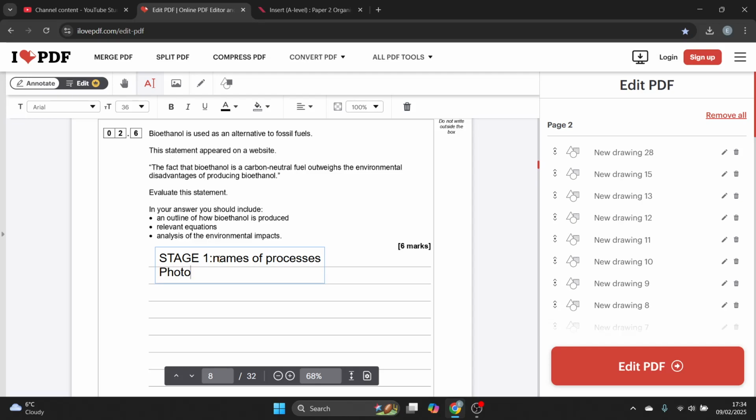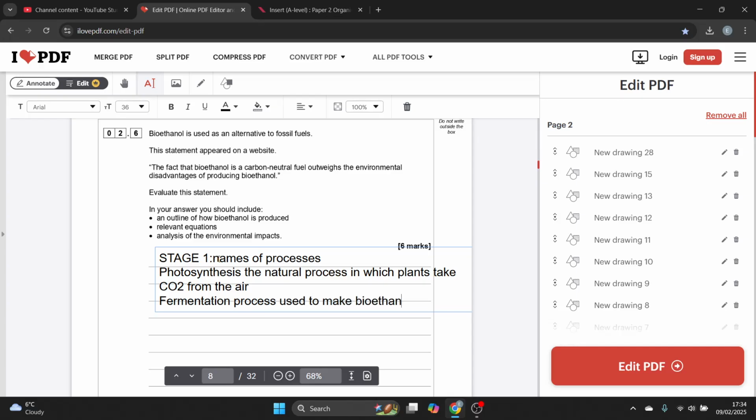So, photosynthesis is the natural process in which plants take CO2 from the air. Fermentation is the process used to make bioethanol, releasing some CO2. Combustion is the process where bioethanol is burned and releases CO2.